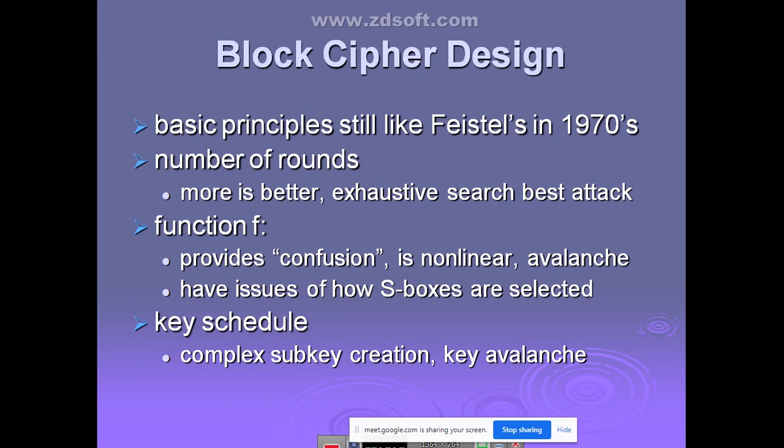What do you mean by avalanche? I told you. What do you mean by avalanche effect, guys? Making a single bit change in the plain text, or it may be in the key, is going to affect many cipher text bits. That is what you call the avalanche effect, right? That is provided by the round function within block ciphers, and there are also issues of how S boxes are selected.